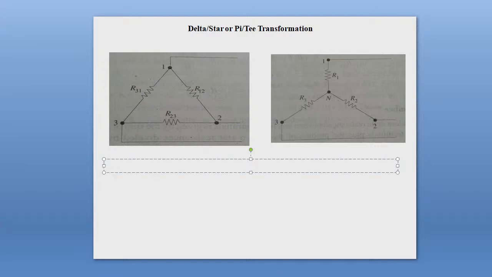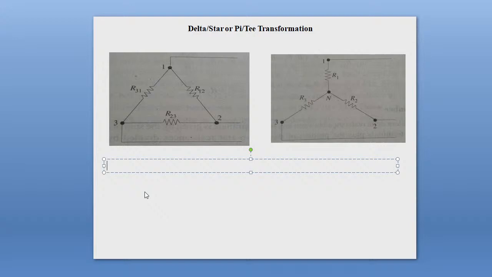So now everyone calculate the resistance between terminals 1 and 2 for delta network. And then you calculate the resistance between terminals 1 and 2 for star network and make them equal. Let me write this thing for your better understanding.